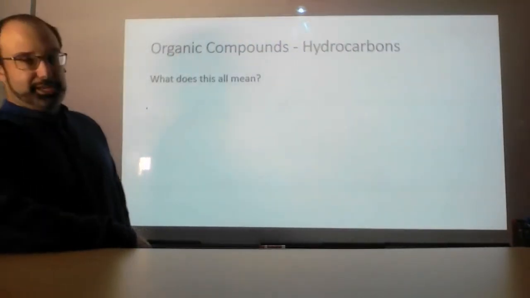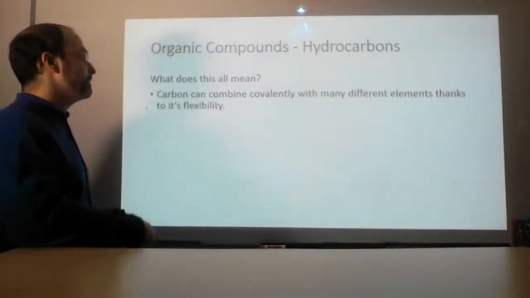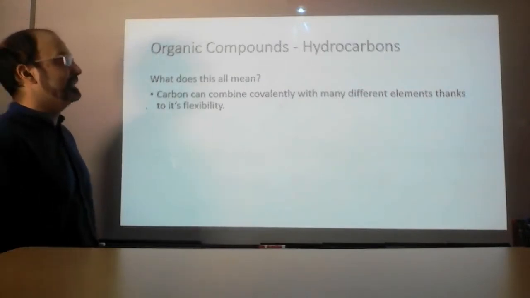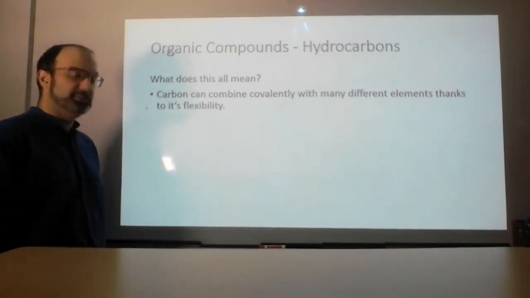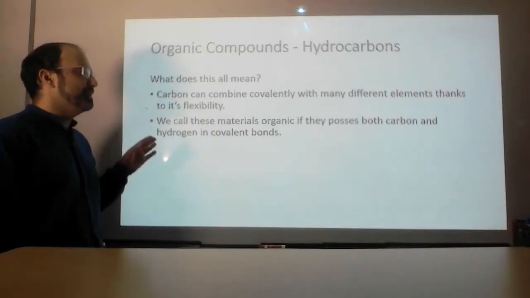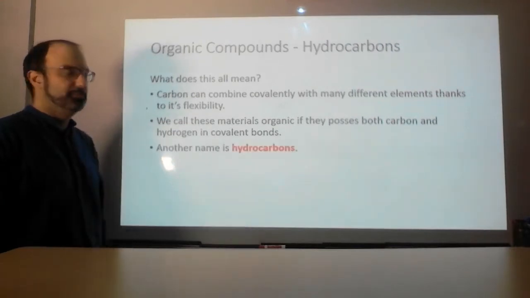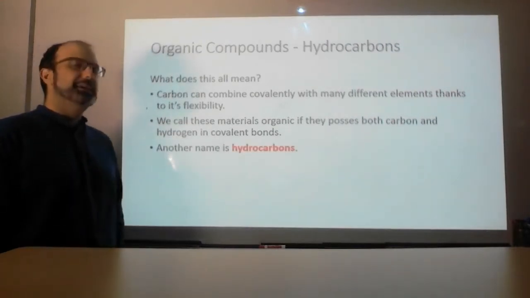Okay, what does all this mean? Right? This is all review of stuff we did before. So what happens when I put all this together? Carbon can combine covalently with many different elements thanks to its flexibility. We call these materials organic if they possess both carbon and hydrogen in covalent bonds. Another name is a hydrocarbon.